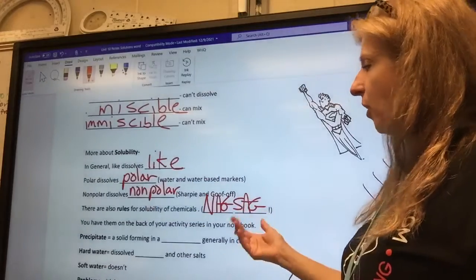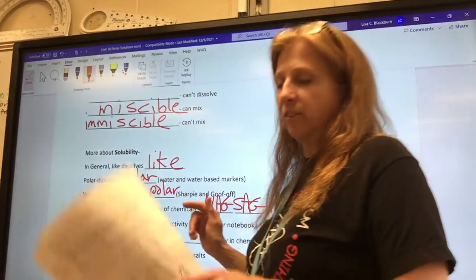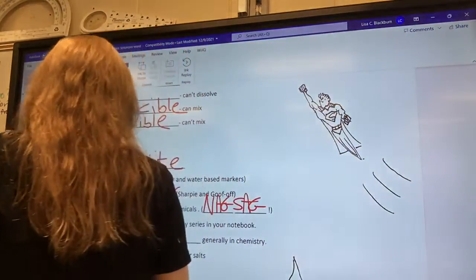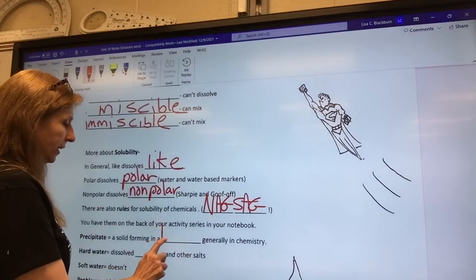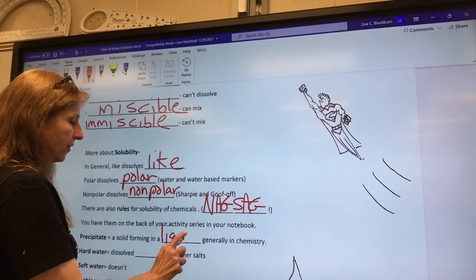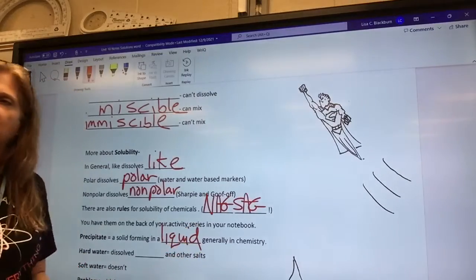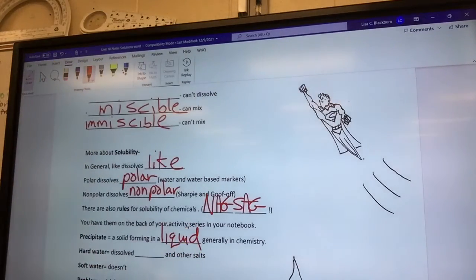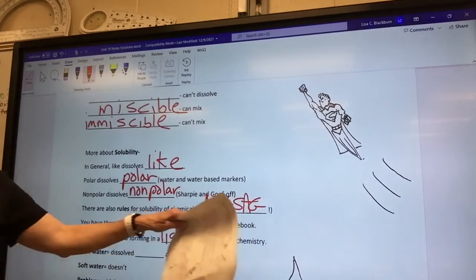Precipitate. We already learned this when we learned reactions in Unit 4. A precipitate is a solid forming in a liquid. And we learned about this when we learned the equilibrium rules, that you don't put it in if it's a solid. Yes? Is this saying NASAG?